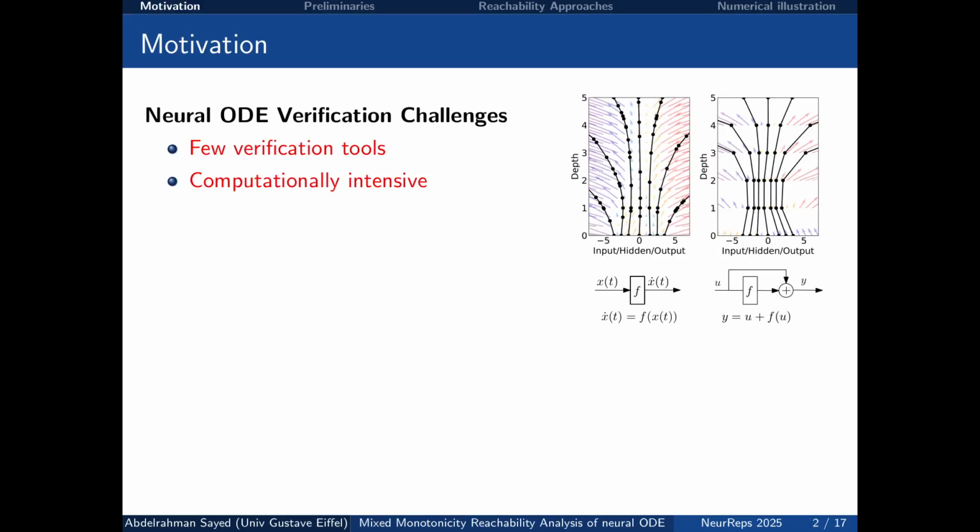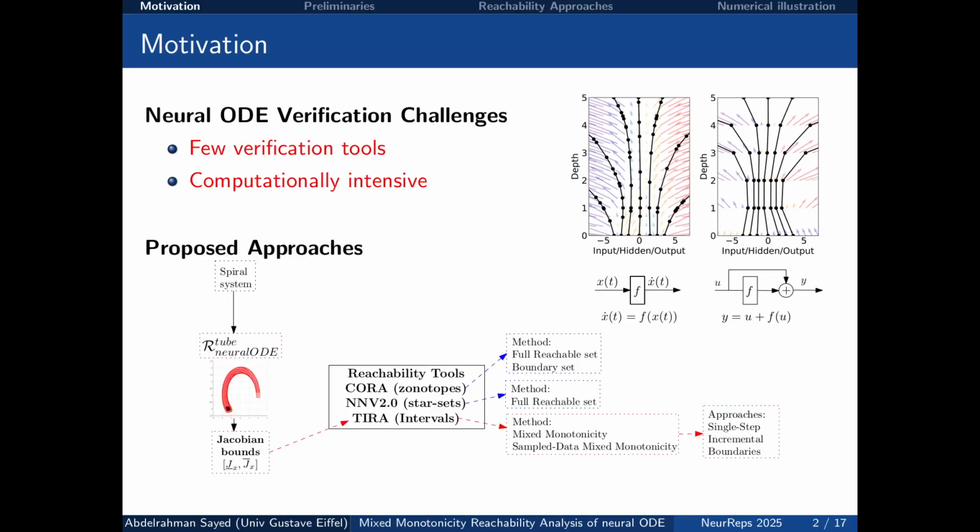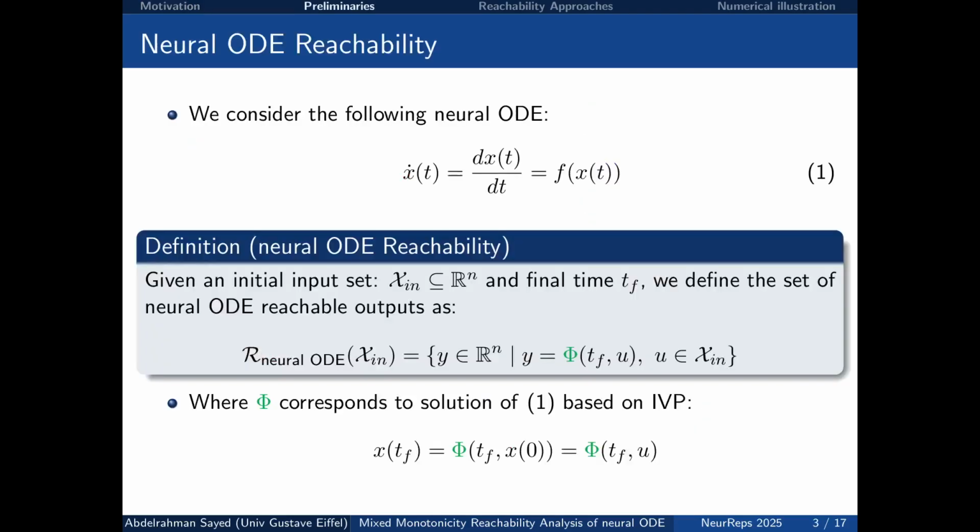Neural ODE is a recent machine learning model that has gained prominence in time series modeling over traditional neural networks. And since Neural ODE is recent, few verification tools are compatible with it, and the currently available tools are computationally intensive. In this paper, we leverage the TIRA tool based on mixed monotonicity for Neural ODE, using two continuous time mixed monotonicity methods with 3 approaches, and we compare the performance of our methods with other Neural ODE reachability analysis tools.